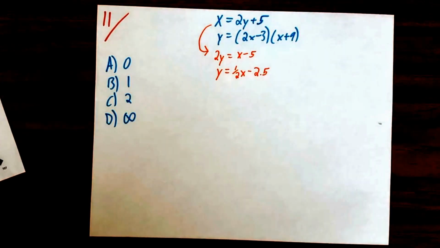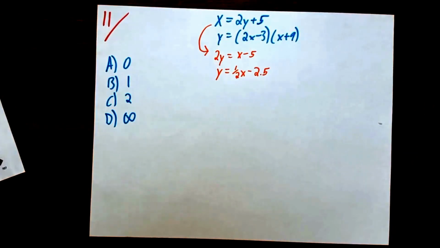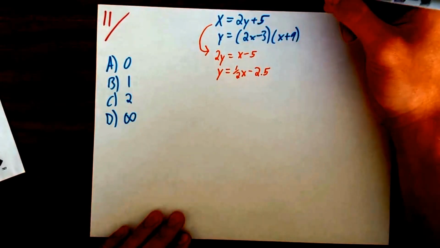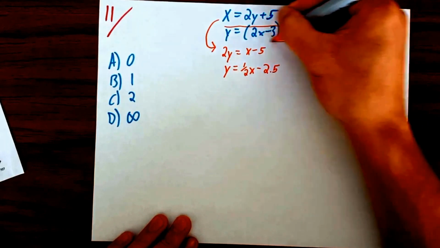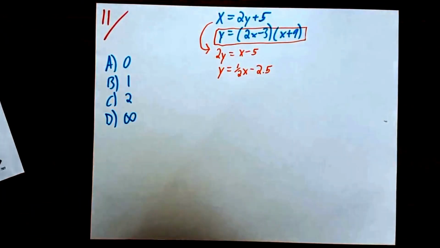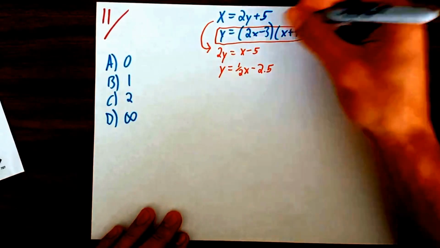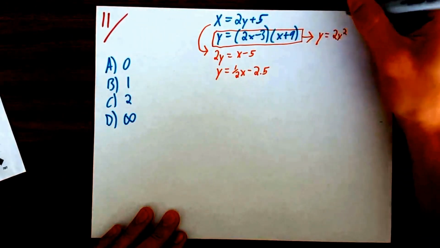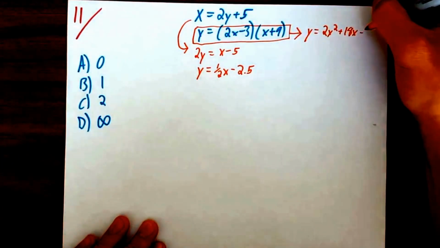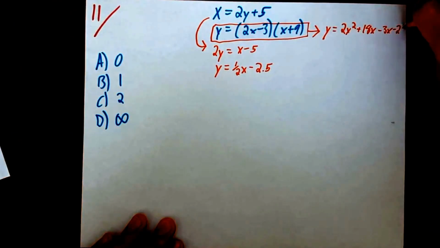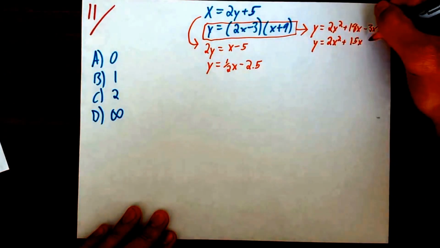From here, I'm not quite sure how much this is taught in high school, but what you would want to consider is what solutions this equation here has for y equals 0. So if you expand this out, you would get y equals 2x times x is 2x squared, and then 9 times 2x is 18x, minus 3 times x is minus 3x, minus 3 times 9 is minus 27. So simplify that, 2x squared plus 15x minus 27.